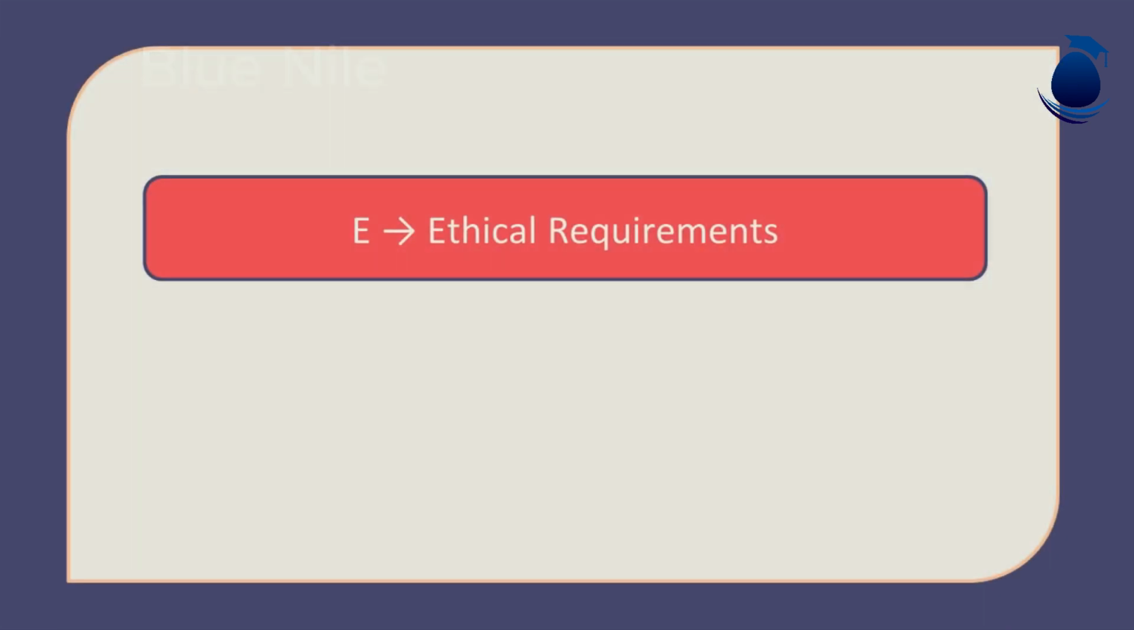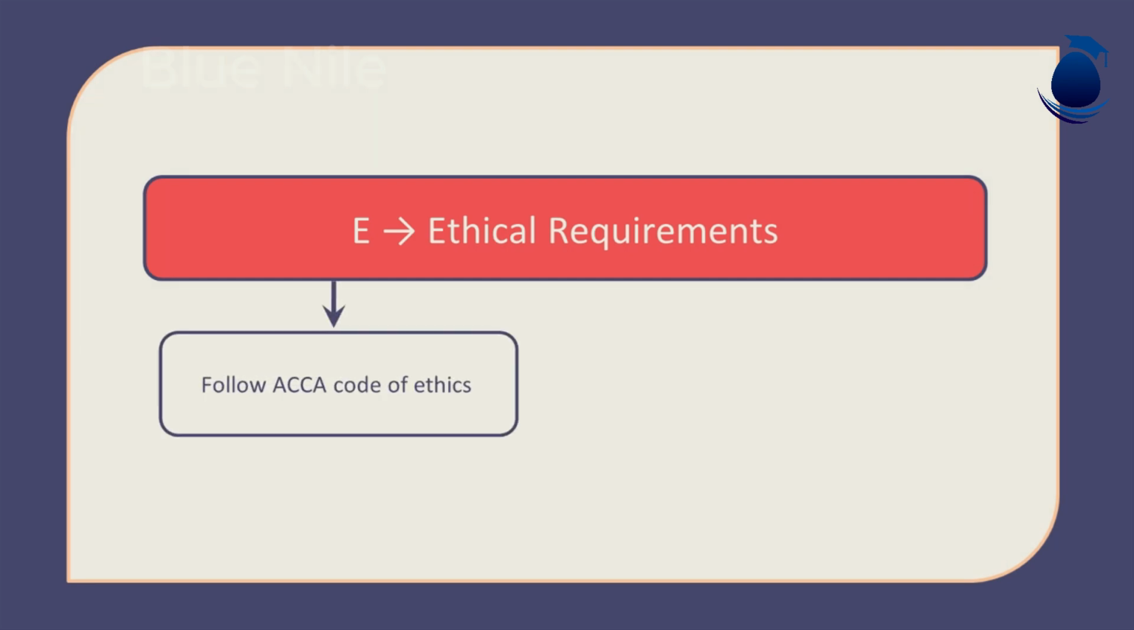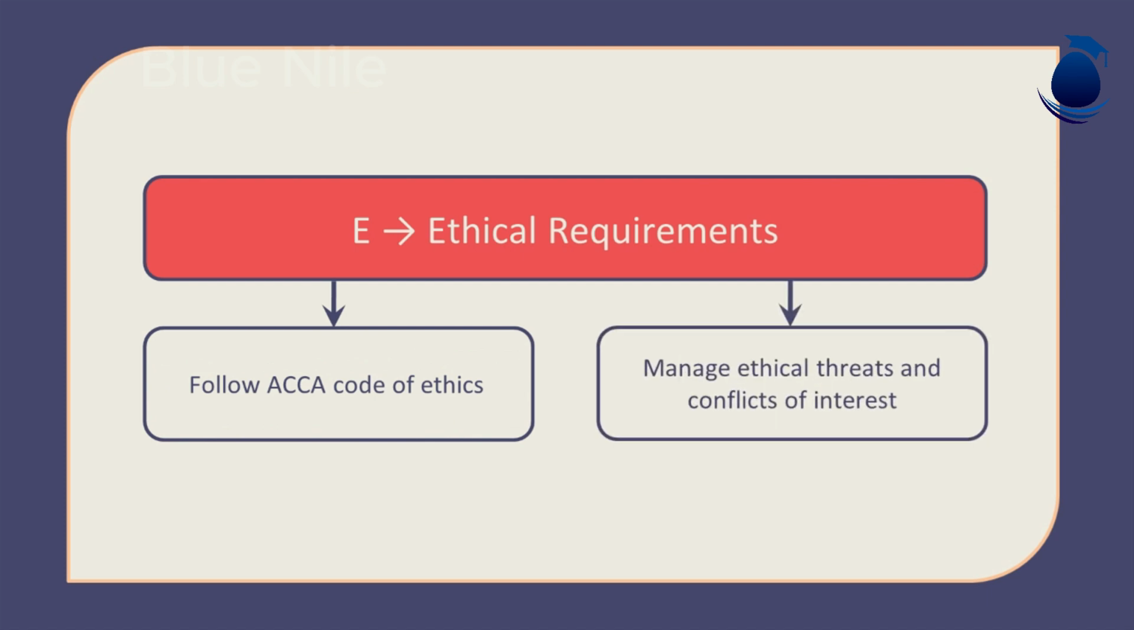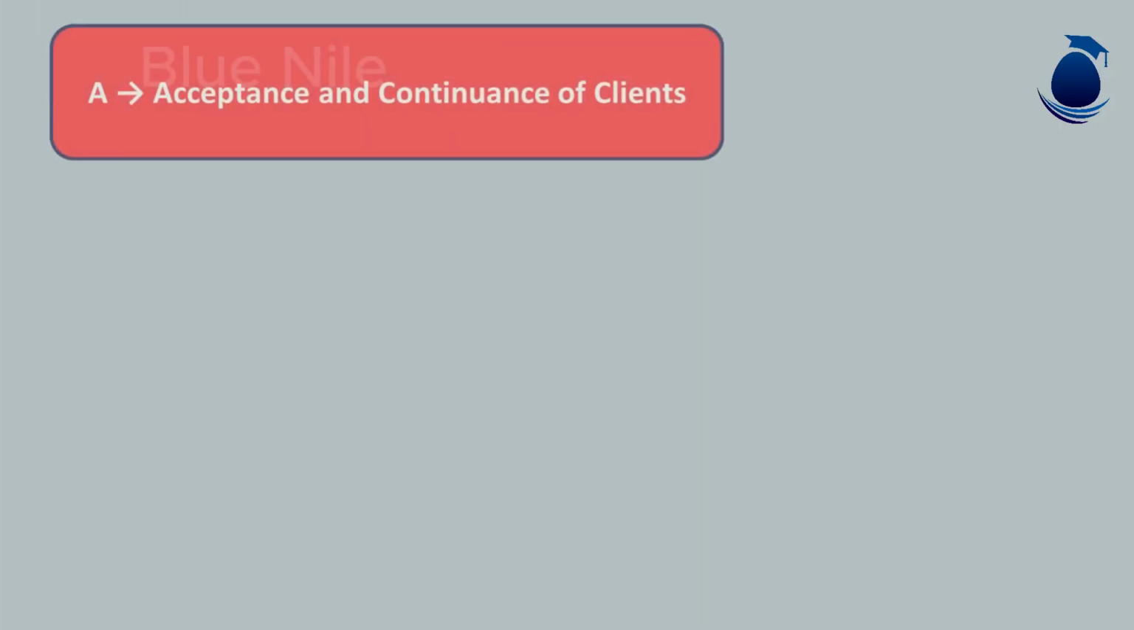The E is for ethical requirements. Quite simply, the audit firm must ensure that they comply with the ACCA Code of Ethics. They must ensure the fundamental principles are followed, and that they manage any ethical threats, conflicts of interest, or other risks appropriately. The A is for acceptance and continuance of clients.